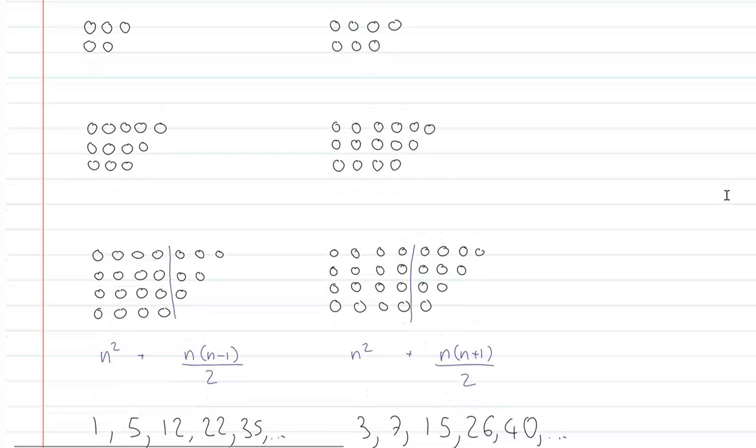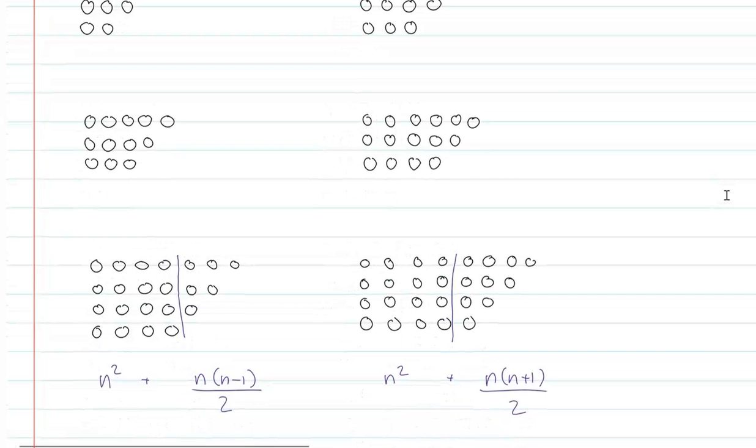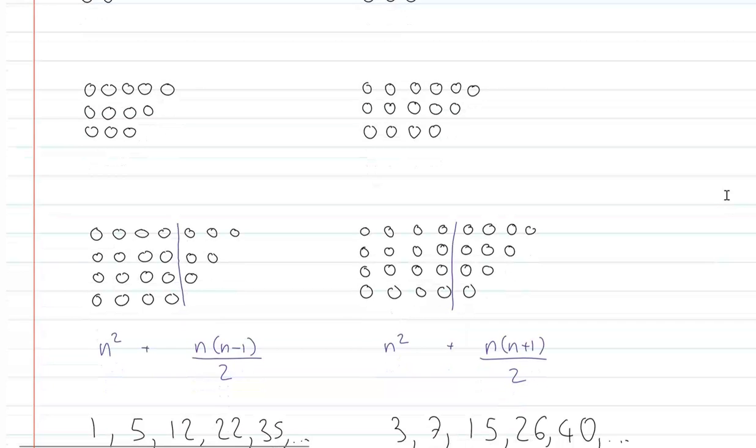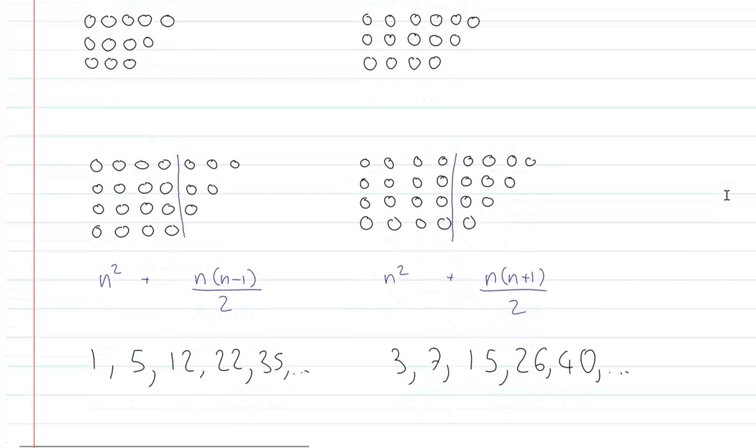The case n equals 4 is illustrated there. If S is D is P, you have a 4 by 4 square and then the third triangle number. And if S minus 1 is D is P, then you still have the 4 by 4 square, but then the fourth triangle number on the right. So there are the formulae, and there are the sequences that we get.